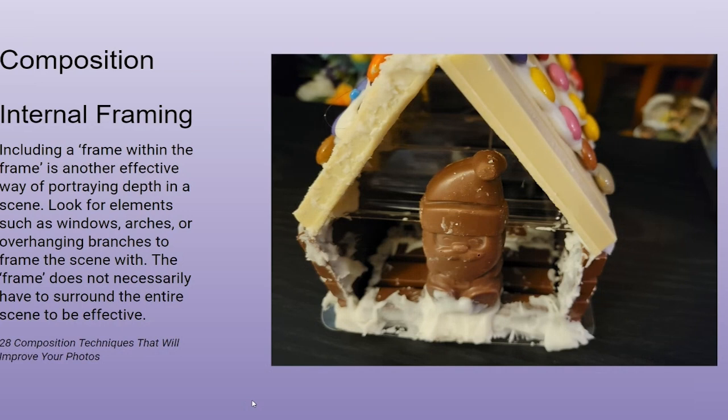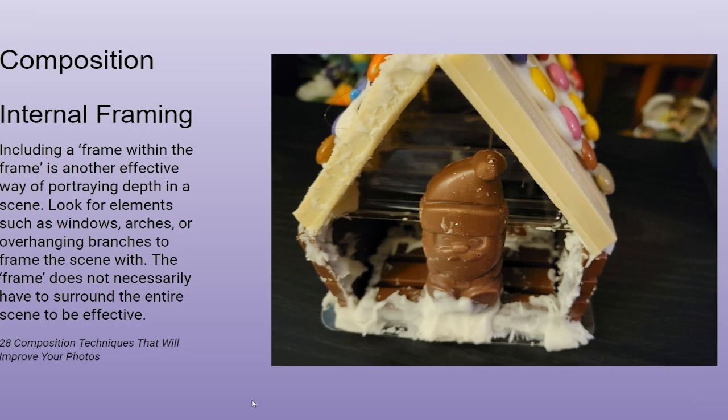And this is an interesting one. It's internal framing. And so what it is, it's a frame within the frame. So a frame inside of your picture. It's an effective way of portraying depth in a scene. And it can be an easy way to make your pictures look more interesting. You just have to look for situations where you can create that internal frame.